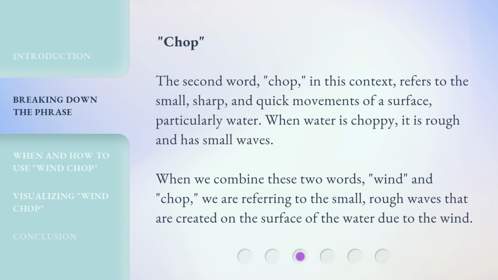Chop. The second word, chop, in this context, refers to the small, sharp, and quick movements of a surface, particularly water. When water is choppy, it is rough and has small waves. When we combine these two words, wind and chop, we are referring to the small, rough waves that are created on the surface of the water due to the wind.